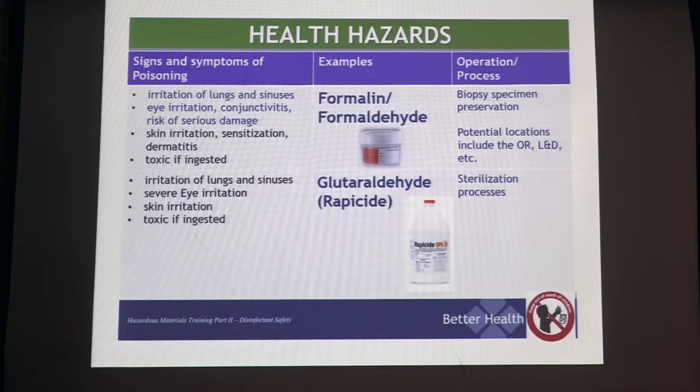Formalin or formaldehyde, this is used for preserving specimens, used in OR, labor and delivery. It's highly irritating to the lungs and sinuses, can cause eye irritation and conjunctivitis. If it gets in your eyes, serious damage, irritating to the skin, and toxic if ingested. Glutaraldehyde is a cold sterilant, can be highly irritating for the lungs and sinuses, severe eye irritation, skin irritation, and toxic if ingested.